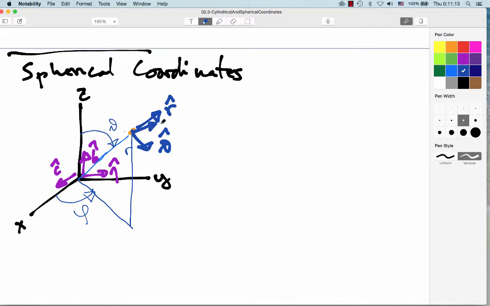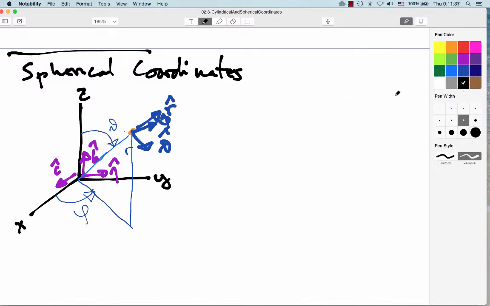So, pardon the crappy art, this is pointing more into the page. This is pointing off of the r hat. This is pointing down. So the right-handed trio is r hat, theta hat, phi hat in that order.